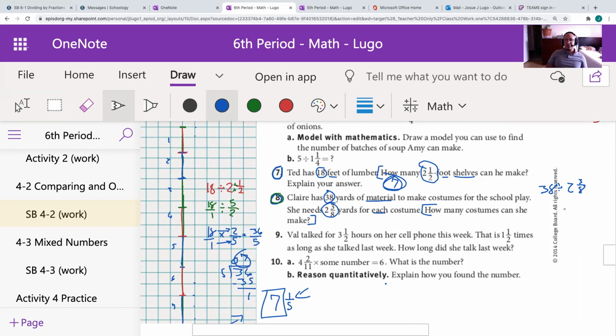You guys know how to do that. 38 divided by 2 3/8. Follow the same steps that we did. Rewind the video if you need help. View the examples that I did at the beginning.